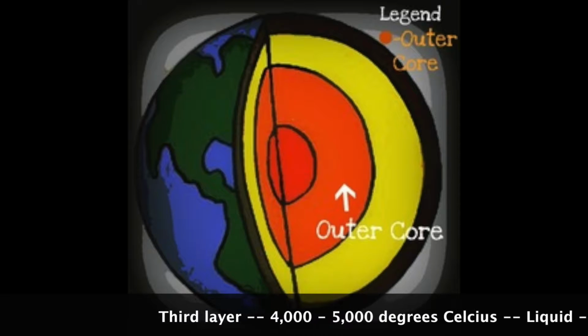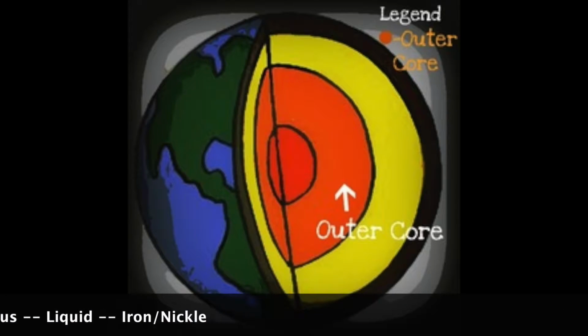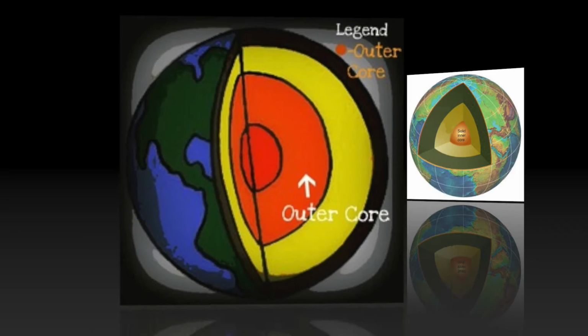The third layer is the outer core. This is the only liquid layer and reaches between 4 and 5,000 degrees Celsius. The outer core is primarily made up of iron and nickel.